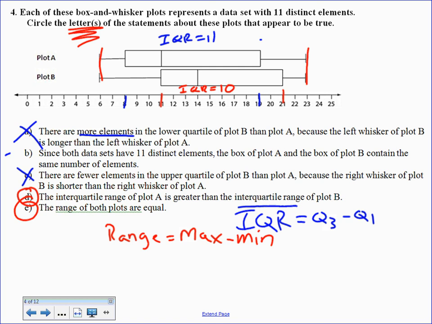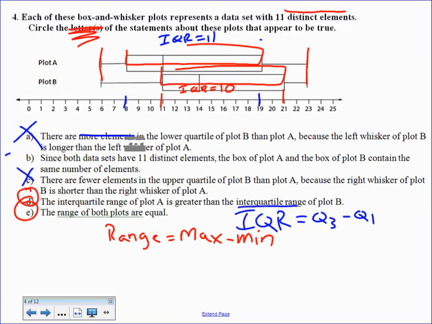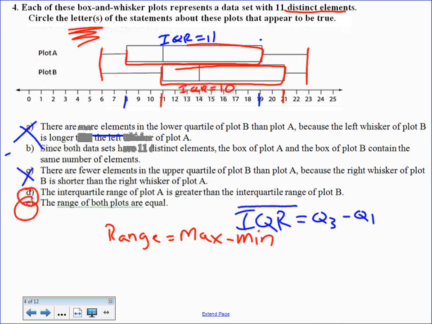Now let's go back to B. Since the data set has 11 distinct elements, the box of plot A and the box of plot B contain the same number of elements. Now the only way this could not be true is if some data points were being repeated, but it tells us there are 11 distinct elements. Oops, sorry, my smartboard calibration's off there a little bit. It tells us that there are 11 distinct elements. And therefore, that's true. There does have to be the same number of elements in each one, so B is also true.